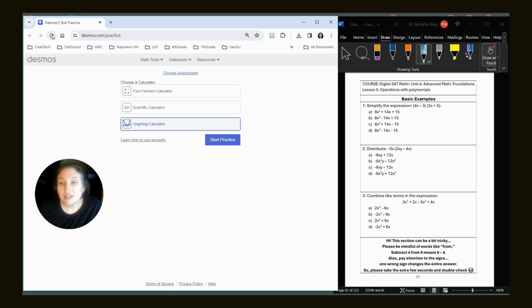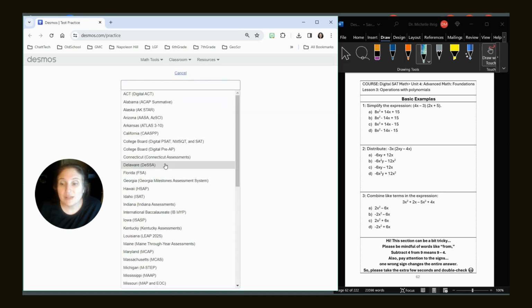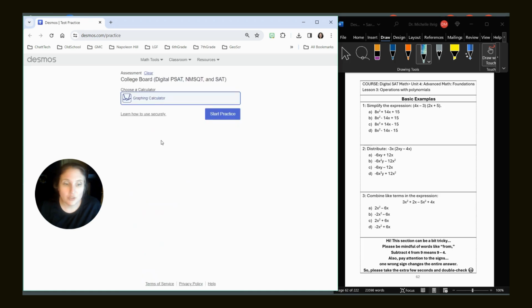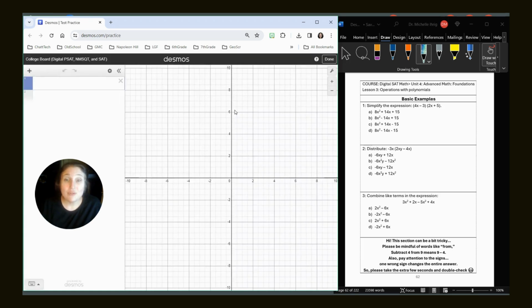Remember, when you click the link, it's going to take you to this screen. Click Choose Assessment and then College Board. All right, let's take a look. Oh, and if you don't do that and you try to do what I'm teaching you, it won't always work.